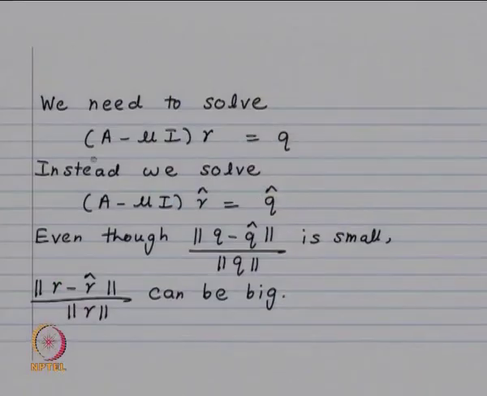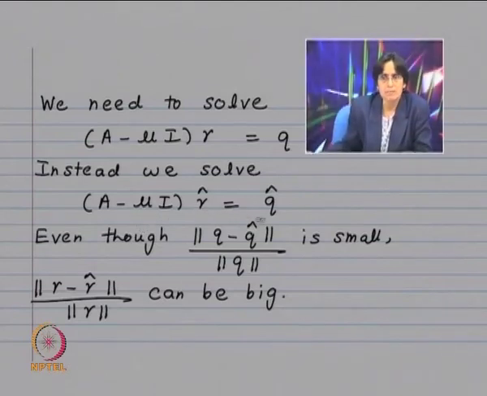That means we need to solve (A − μI) r_{k−1} = z_{k−1}. Now, this A − μI will be ill conditioned, and hence our solution r_{k−1} will be sensitive to perturbation. In general, at each stage we will be solving (A − μI) r = q. In practice, instead of this, you are going to solve (A − μI) r̂ = q̂, where q̂ is a nearby vector. So even though the norm of q − q̂ divided by the norm of q is small, because (A − μI) inverse has a big norm, the norm of r − r̂ by the norm of r can be big.